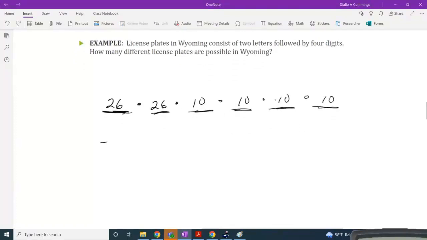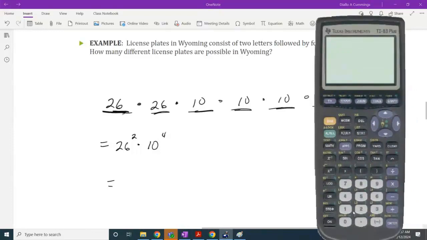If I like to write this out in a scientific or exponential form, it will be 26 squared times 10 to the 4th power, right? So I'll just do it both ways. So 26 times 26 times 1, 2, 3, 4, which would be 6,760,000. 6,760,000 possible license plate combinations.